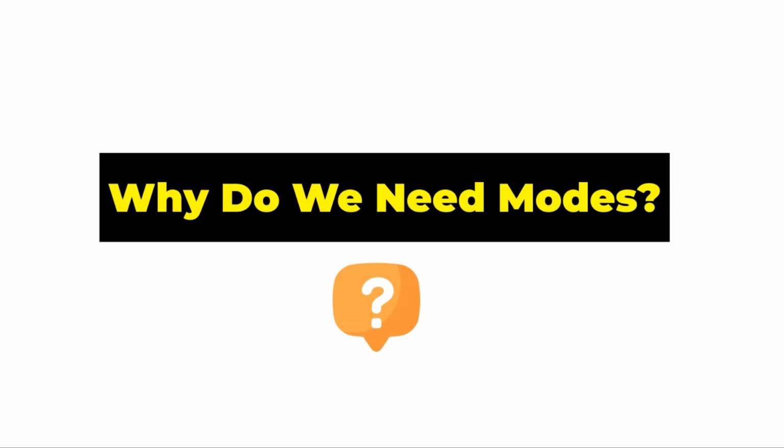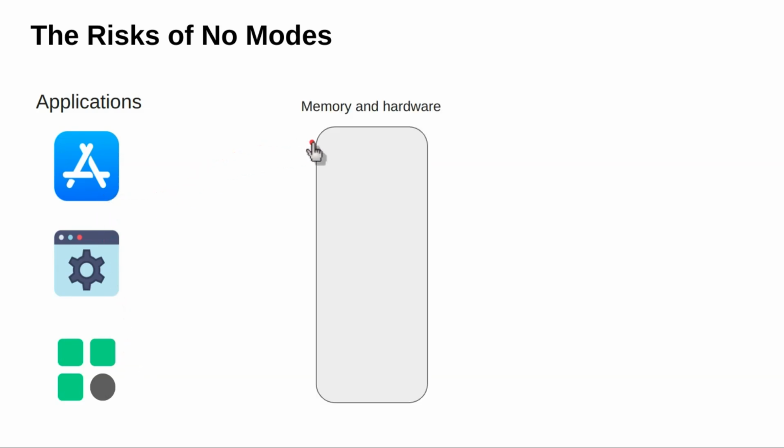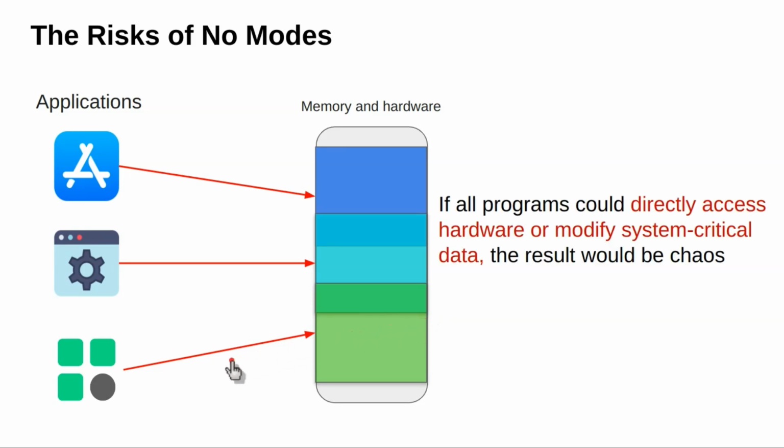Let's get started. So, why do we need modes? And what is the risk if we don't have different modes? Let's say we have different applications running on the system, and these applications are trying to access the system memory and hardware resources. First application tries to access the memory and hardware resources. Second application tries to access the similar memory and hardware resource. And third application also tries to access the portion of similar memory and hardware resources. So in such case, if all programs could directly access hardware or modify system critical data, the result will be chaos.